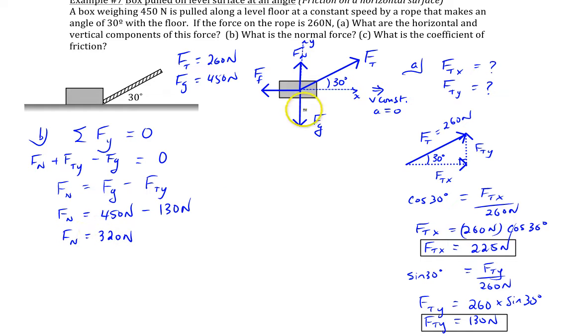It is less than the actual weight. Why? Because part of that tension is pulling upwards and making the ground below push with less force, because the rope's helping it a little bit.